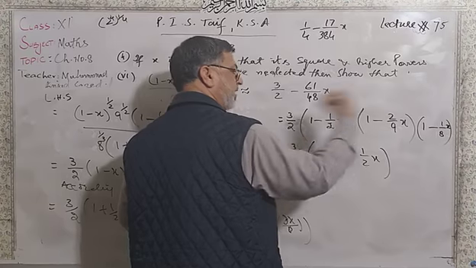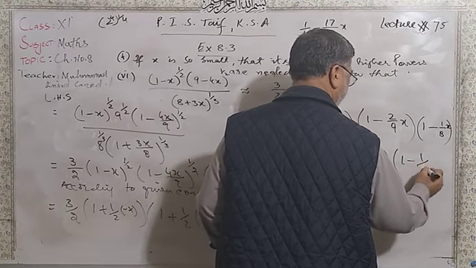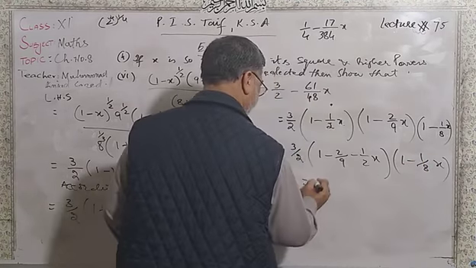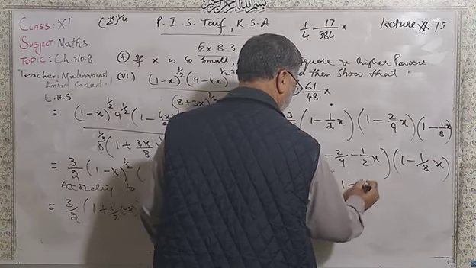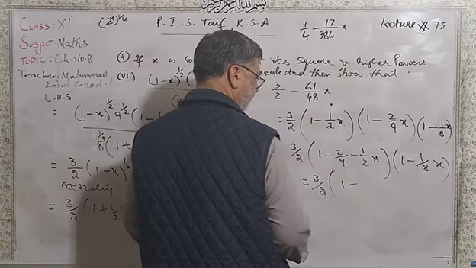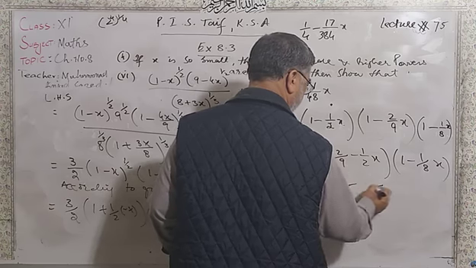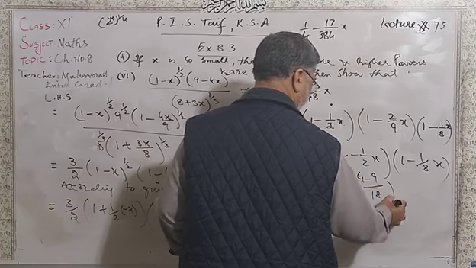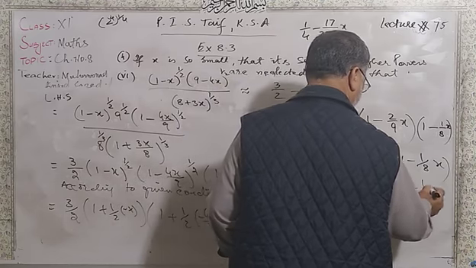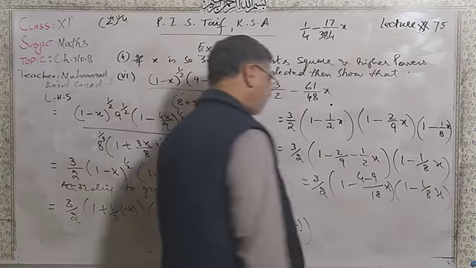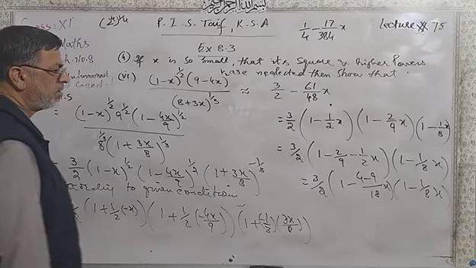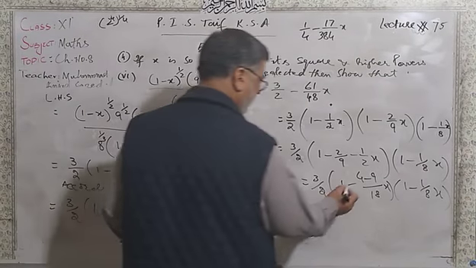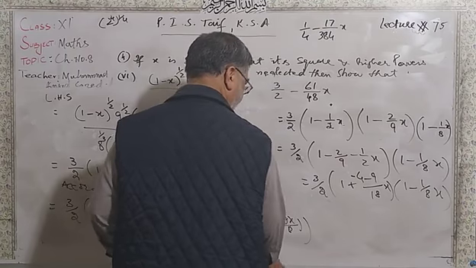Next term is x square, it is already neglected. Here is 3 over 2, 1 minus 2 over 9. Here we will have 18, minus 9 into x. 1 minus 1 over 8x. This can be written as plus and here is minus.